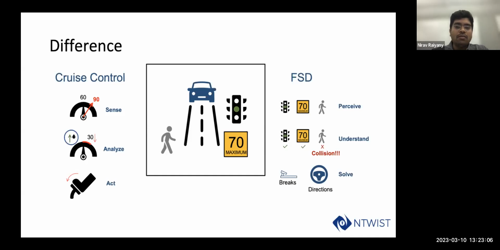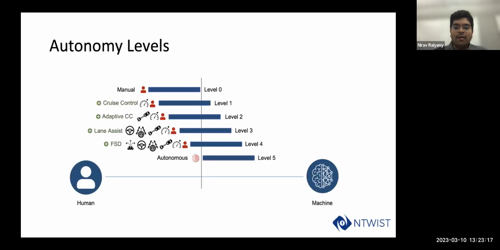Basically, I wouldn't say these two technologies are that different. It's just this added layer of intelligence that makes them different. The way I look at it is like this: on the one hand, you have humans, and on the other hand, you have machines, and the number of tasks carried by either of these would define the level of autonomy that you have.